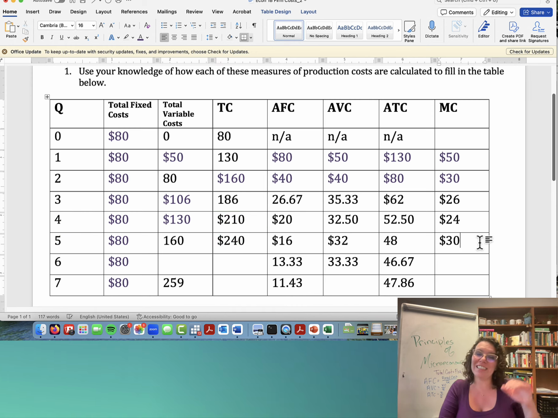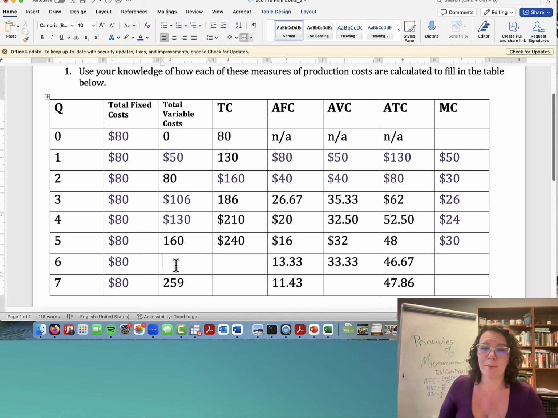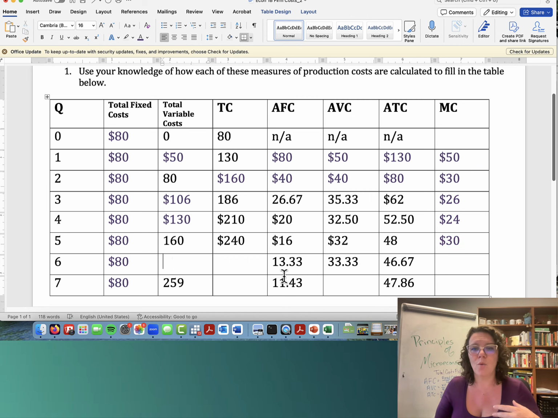Now we are definitely seeing the diminishing marginal product effect. As we look at these marginal costs go down and then back up, that tells us we're on that upward sloping part of the marginal cost curve where the diminishing marginal product of labor is really becoming expensive for our firm. We're in the same place here.